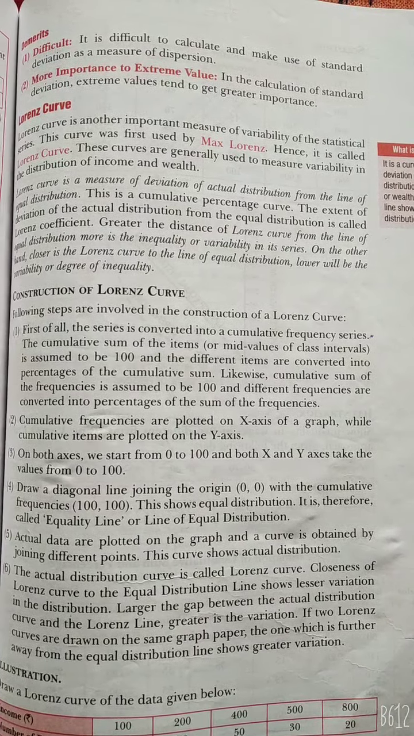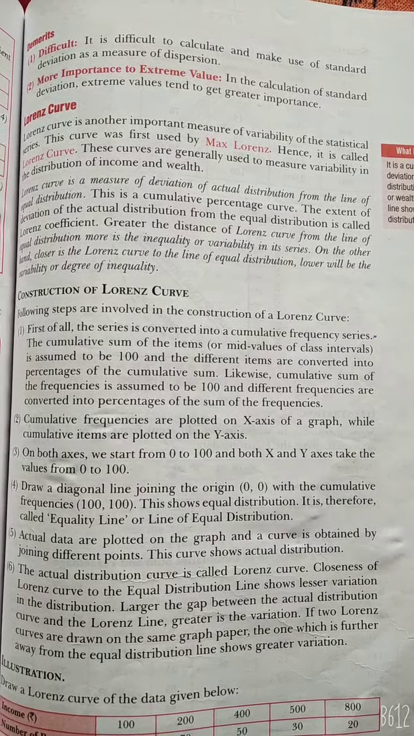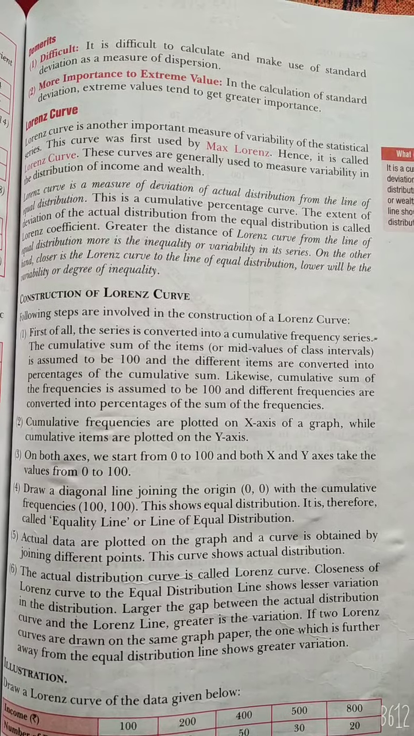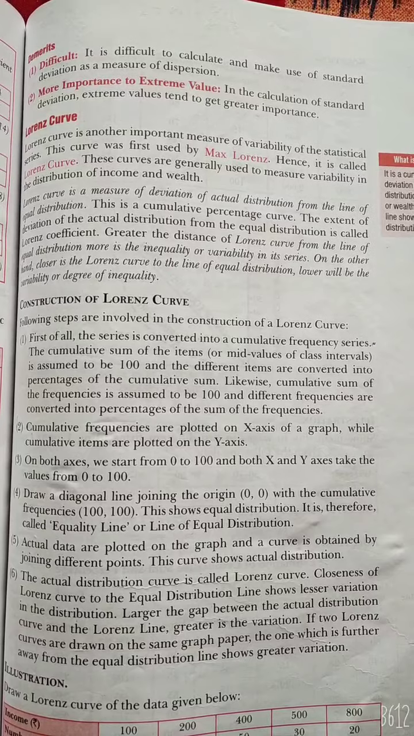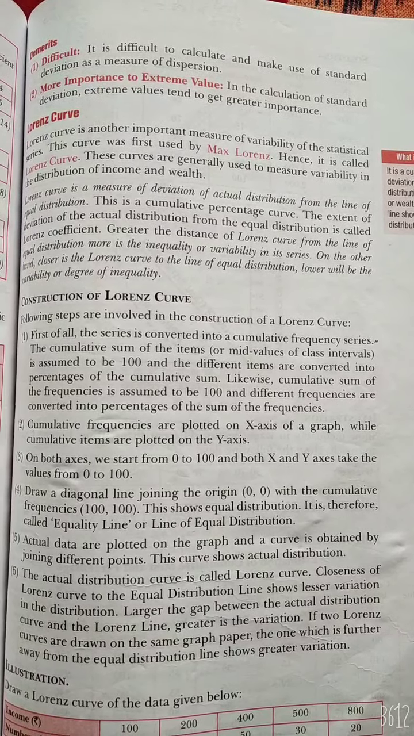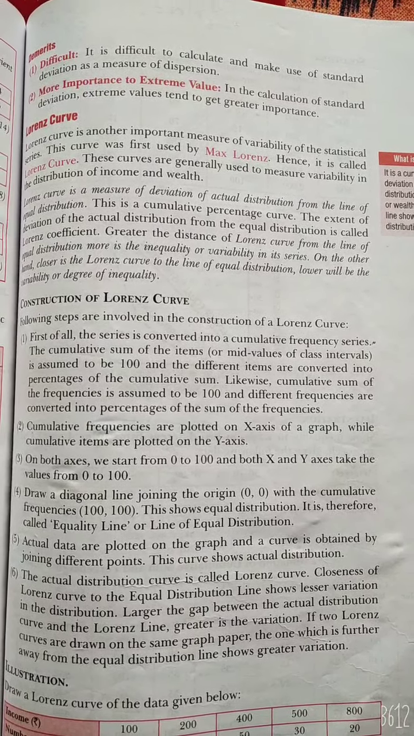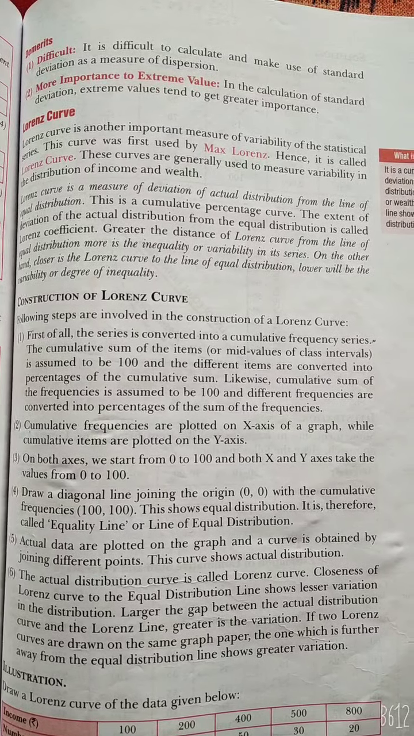In this method, the cumulative percentage of income or wealth is plotted against the cumulative percentage of persons. The curve thus obtained is called the Lorenz curve. The curve shows the actual relationship between the percentage of persons and the percentage of income they actually receive.